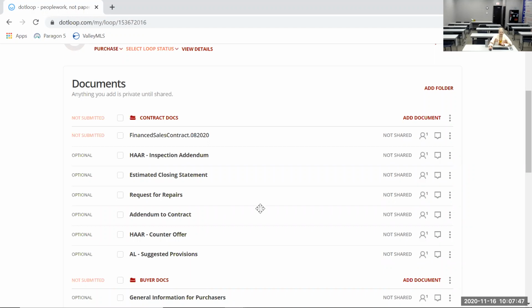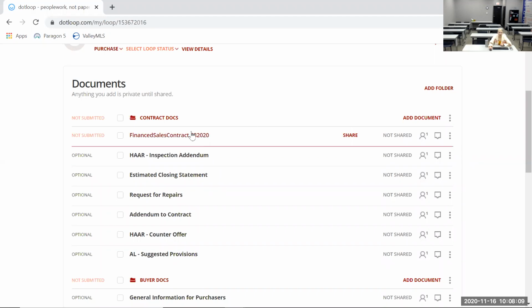So let's dive into the finance sales contract. Does anybody have any specific contract questions that they would like for me to hit while we're going over this before we get started? Everybody good?